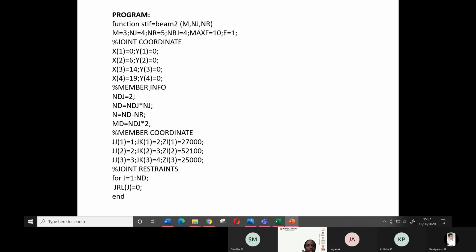Okay, this one actually. NDJ is the number of degrees of freedom for a joint. Am I correct? I will explain with the frame and this one.